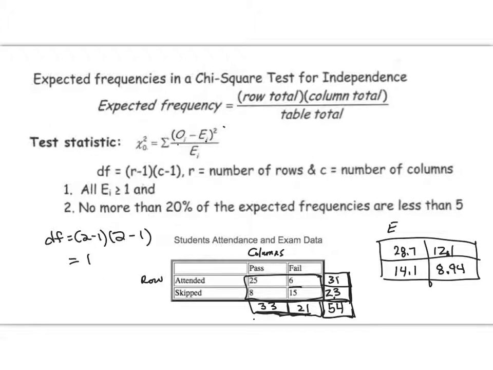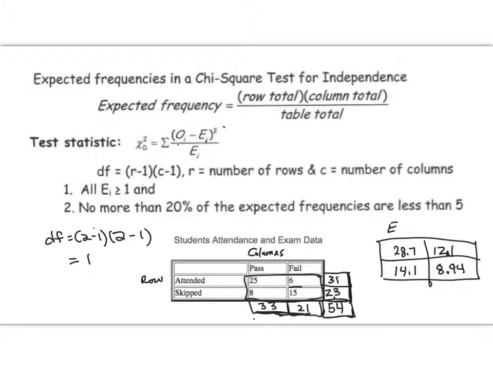All of our expected values have to be greater than 1, and no more than 20% of the expected frequencies can be less than 5. We have a different test for that if that happens, but we won't be doing that in this class.